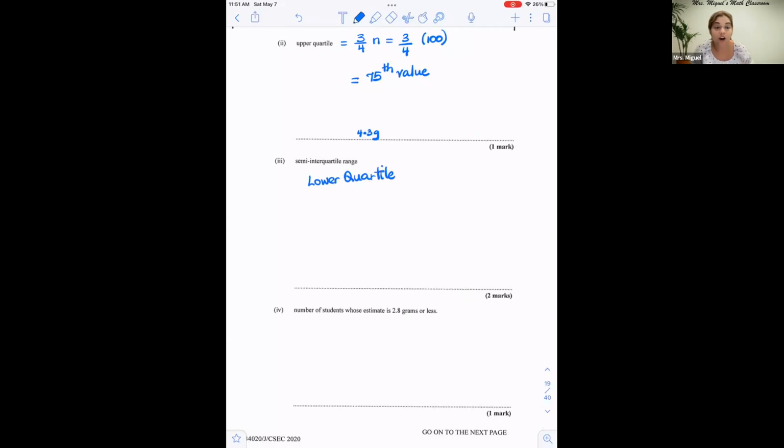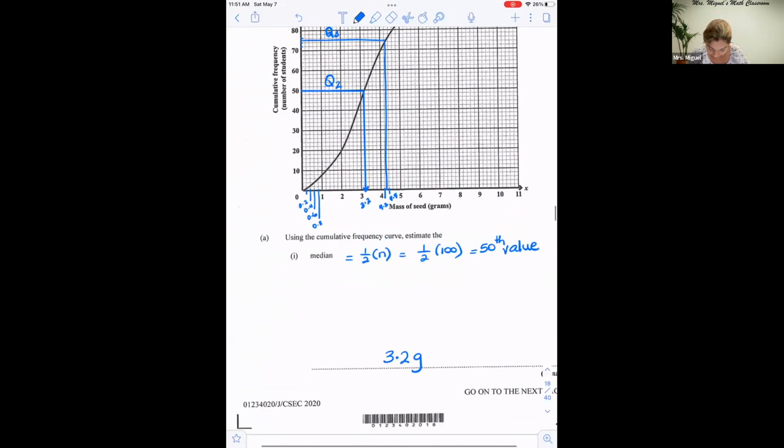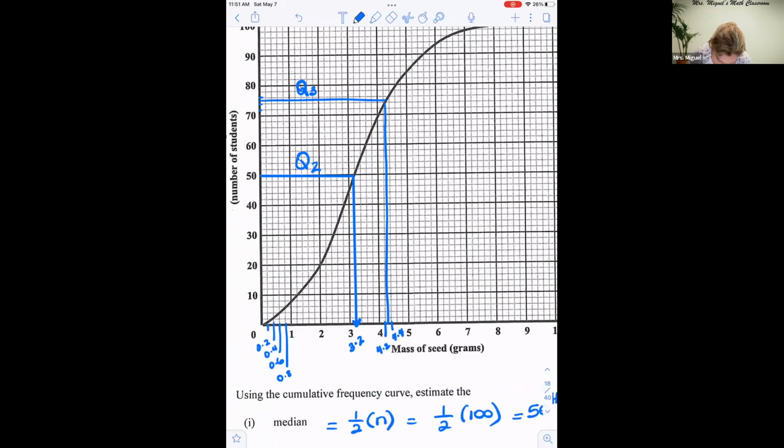And if the upper is 3/4, then common sense will tell us the lower will be 1/4. 1/4 of N. Well, what is N? N is 100. So 1/4 of 100, we are looking for the 25th value. So you're going back to the graph and reading off the 25th value. So let's see. We count in twos again. 22, 24. Going straight across and coming straight down.